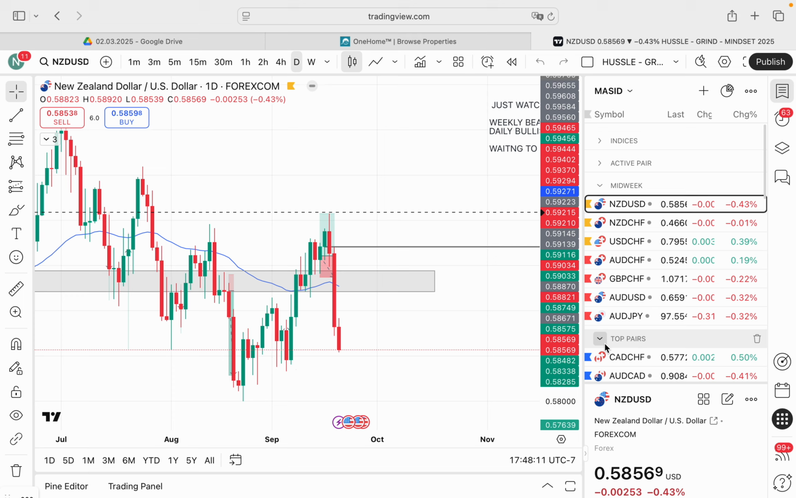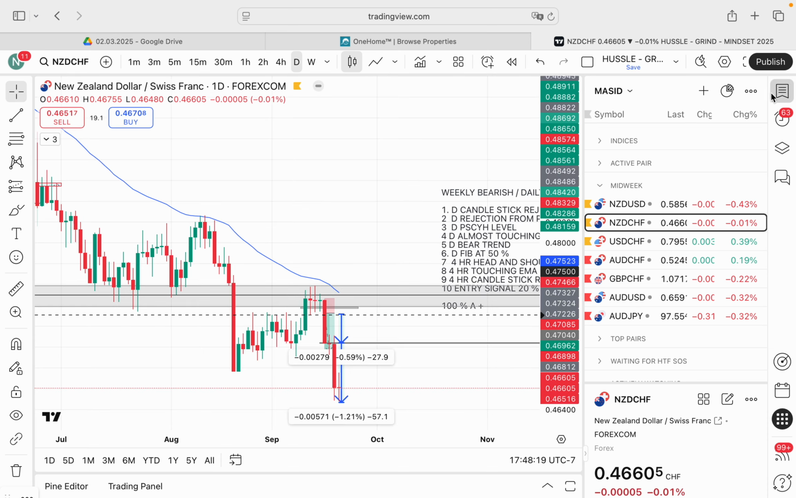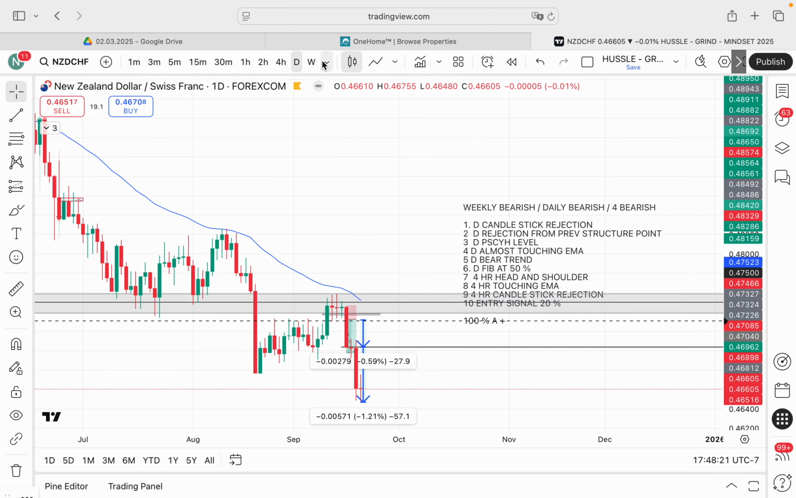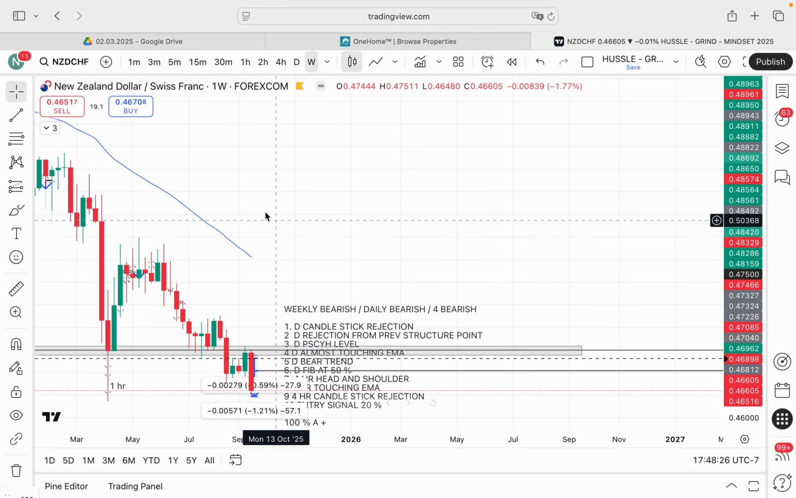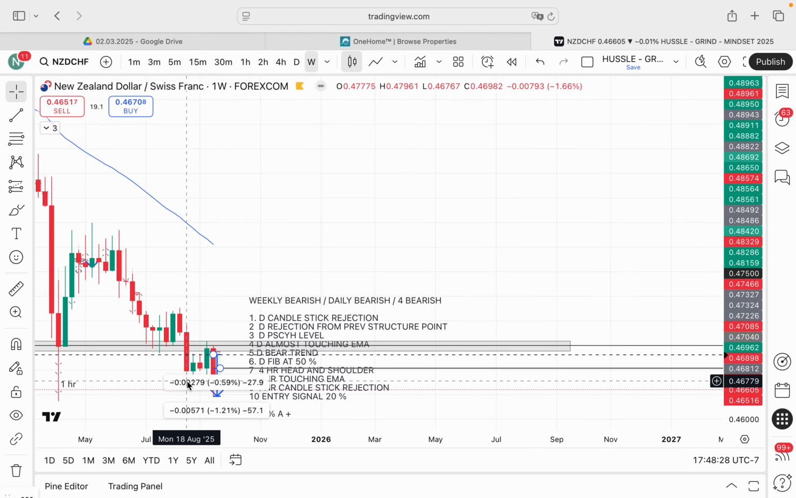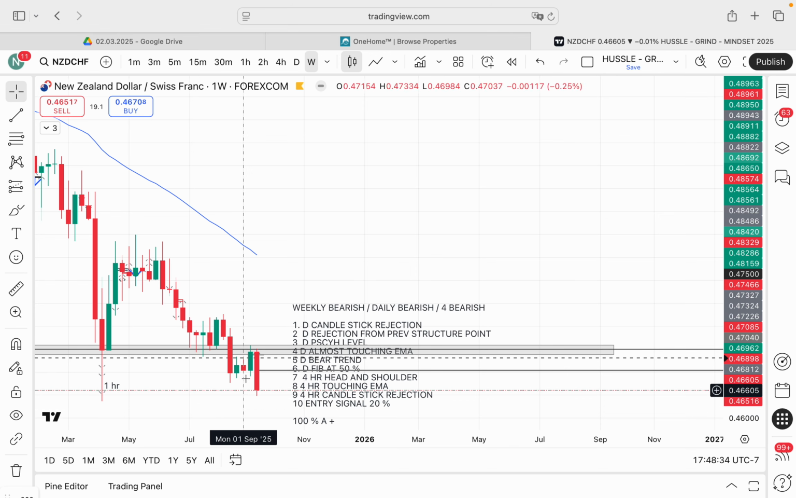Okay, ladies and gentlemen, trade breakdown last week. We have three trades. First of all, we do have NZDCHF. What we see on the previous week is this bullish engulfing candle.